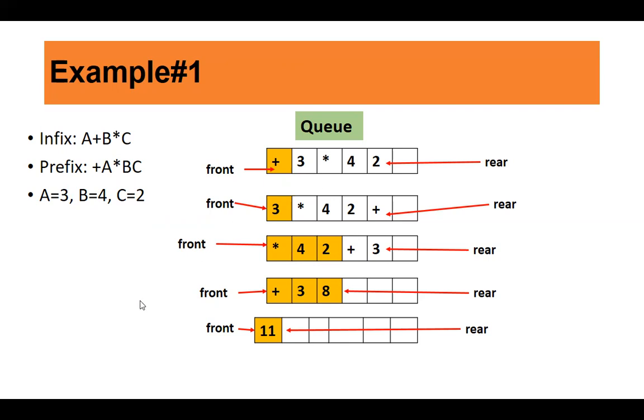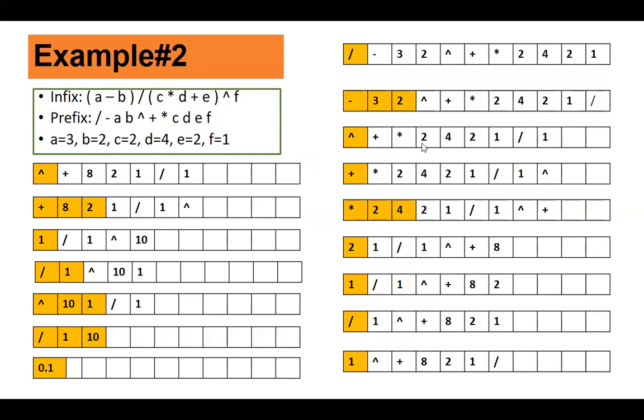Again, I repeat, if you read an operator, check if it has two following operands. If it has two following operands, carry out the operation. If it does not have two operands following it, then just delete it from front and insert it at the rear. Let us look at the second example. Don't worry about the number of tables you can see. I'm just showing you each and every step, so it has increased. This is the infix expression, this is the prefix form, and these are the values for the variables of the prefix expression.